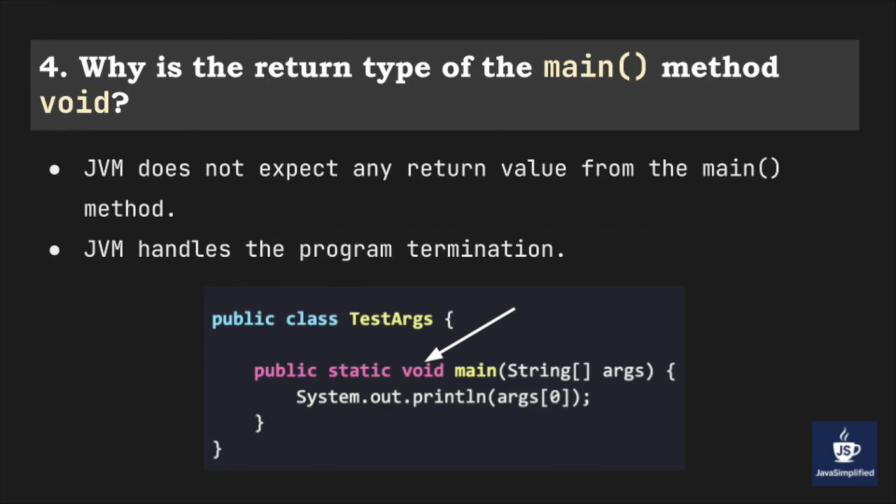Our next question is, why is the return type of the main method void? The return type of the main method is void. JVM does not expect any return value from the main method. Unlike some languages, Java programs do not return a status code to the operating system through the main method, and the JVM handles the program termination.